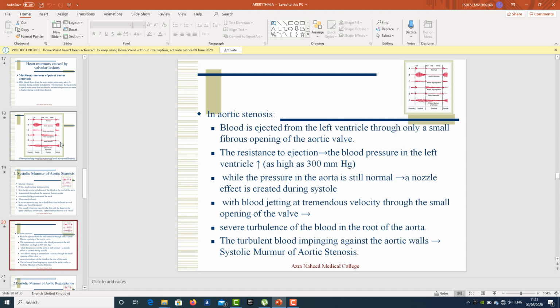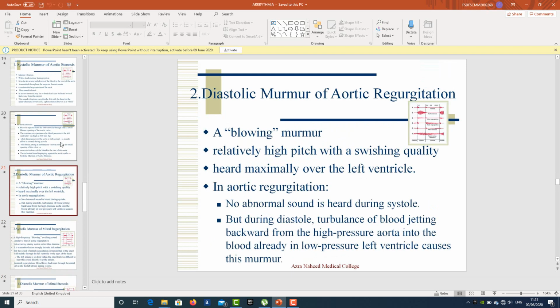Severe turbulence of the blood in the root of aorta. The turbulent blood impinging against the aortic walls, leading to systolic murmur of aortic stenosis. Diastolic murmur of aortic regurgitation. It is actually a blowing murmur, a relatively high pitch with a swishing quality. It is heard maximally over the left ventricle.